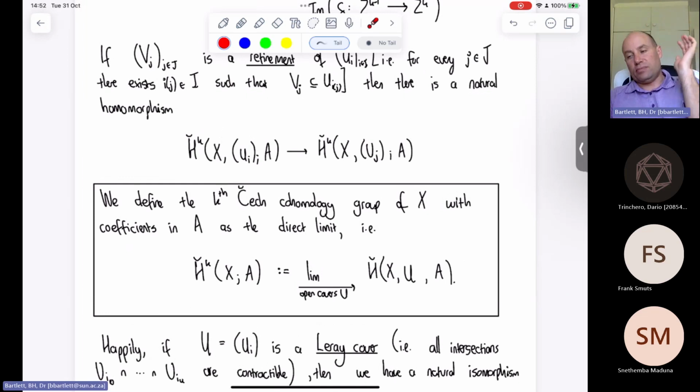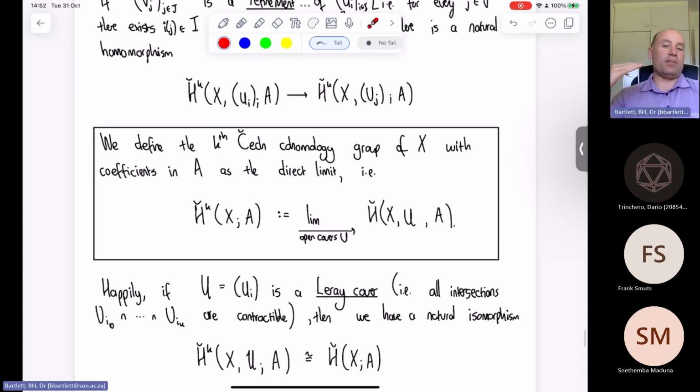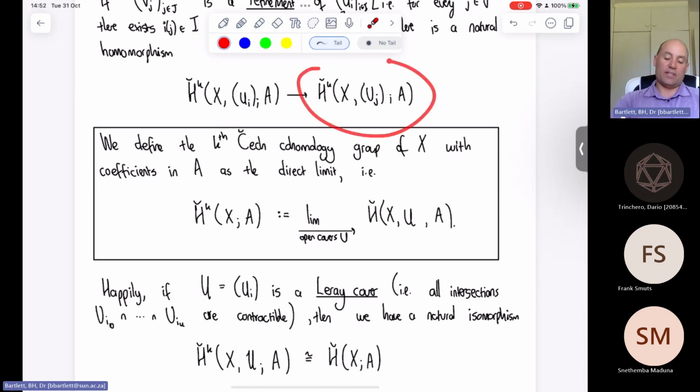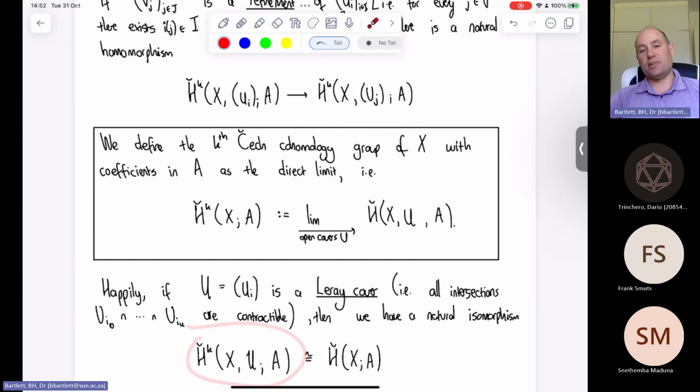Okay. That's a formal way of writing things down. In practice, we'll never bother with that direct limit because, happily, if you have what's called a Leray cover, sometimes just called a good cover of your topological space, and by that I just mean that all intersections are contractible, then you don't have to refine it any further. So then the cohomology computed according to a good cover is just the same as this direct limit cohomology. So I only need to compute it relative to a good cover, and I'm good to go.